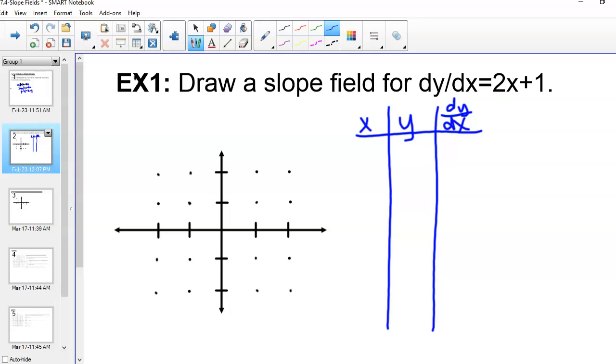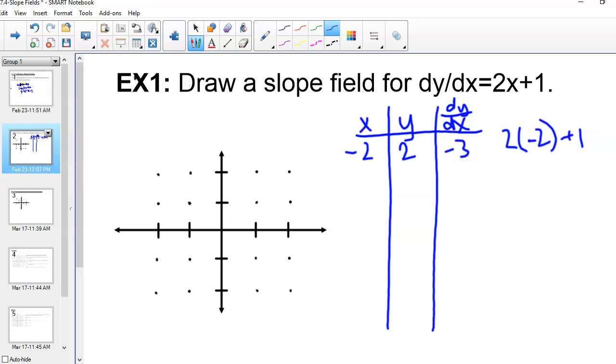So for example, I'm going to start in the upper left-hand corner, and the coordinates of that point are -2, 2. And I'm going to take that x and that y, and I'm going to plug it into dy over dx equals 2x plus 1. And so in this case, the x is the only number you're actually plugging in. So you'd have 2 times negative 2 plus 1, and that is going to give you negative 3.